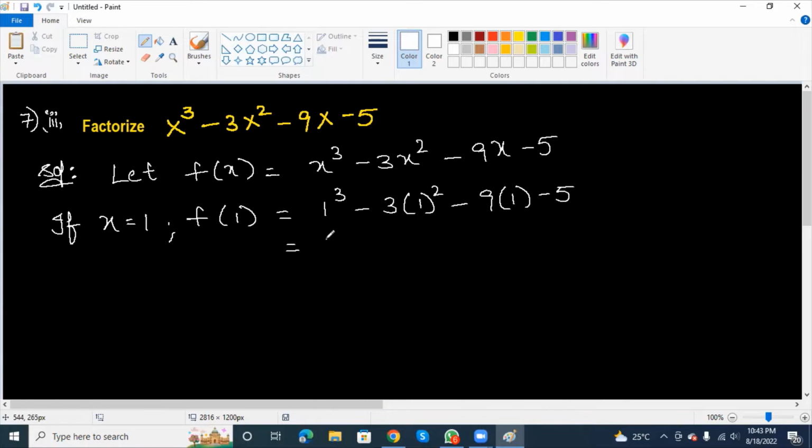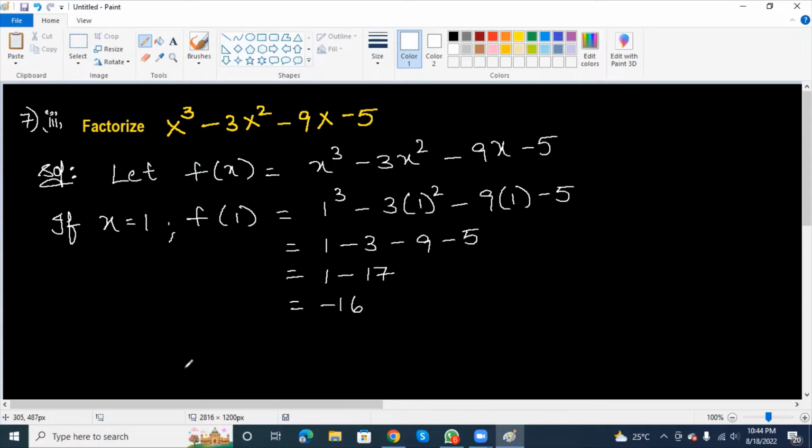So 1 cube is 1. 1 square is also 1. 1 times 3 is 3. Minus 9 ones are 9, minus 5. Here 1 minus 9 minus 5 is minus 14 then minus 3 makes 17. So 1 minus 17 gives you minus 16.